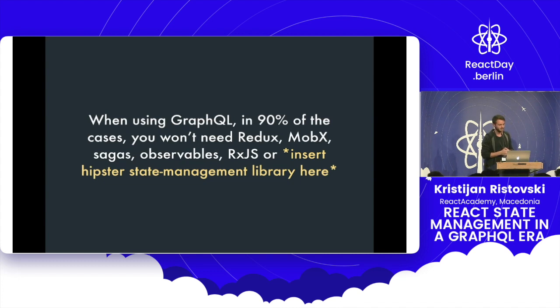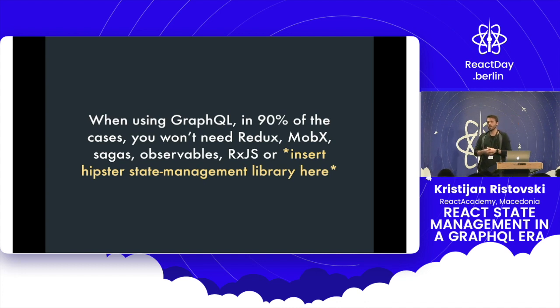When using GraphQL, I think that in 90% of the cases, you won't need Redux, MobX, Sagas, Observable, RxJS, whatever hipster state management libraries you're using. Just rethink the decision once again, because you may not need it. Just try it on a side project, start small, and see if this really works.